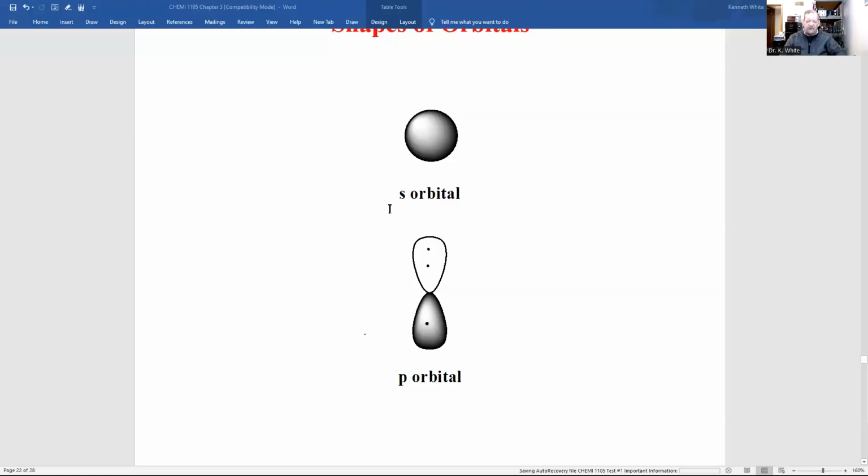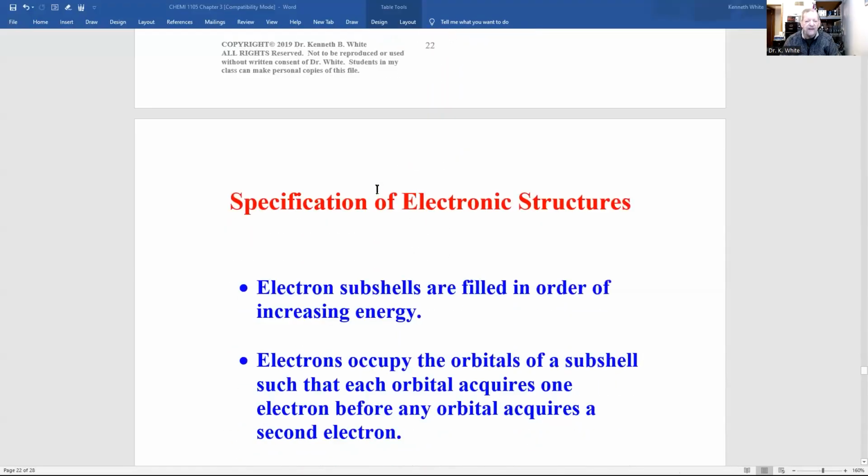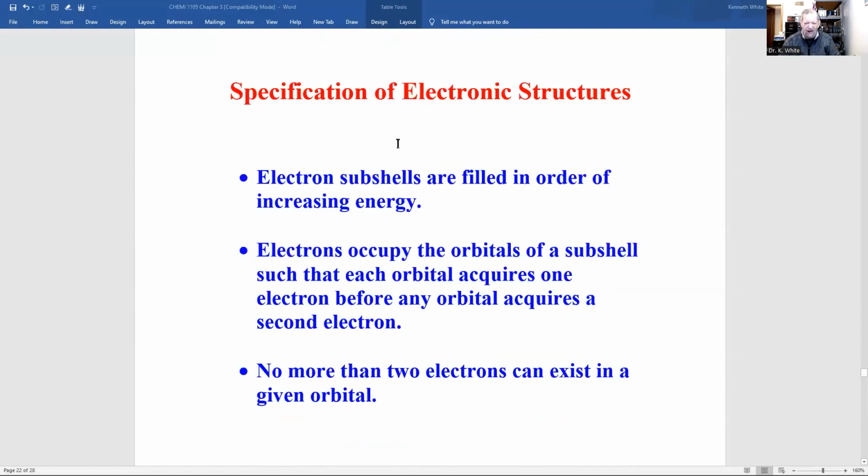Let's get going again. Welcome back. Now, we're talking about the orbitals and where the electrons are. Now, when we talk about where the electrons are, there are different ways of thinking about this. This is important. You should remember, and I'll remind you, the electron subshells are filled in order of increasing energy. You put electrons in the lowest energy, and then you go from there and fill the other ones.